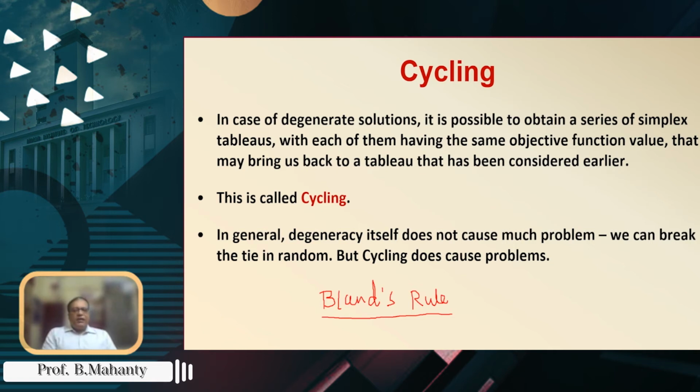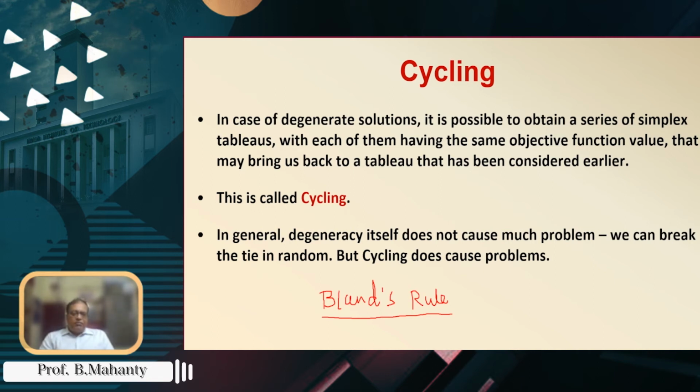Now I was talking about cycling also. In case of degenerate solutions, it is possible to obtain a series of simplex tables, each of them having the same objective function value, that may bring us back to a table that has been considered earlier. So this is called cycling. So we have seen that there are three different points. Now assume there are four different points that have been merged at a given table. So how many points are merged? 4C2. What is 4C2? 4 into 3 by 2 into 1. So 6 different points are merged at a particular point.